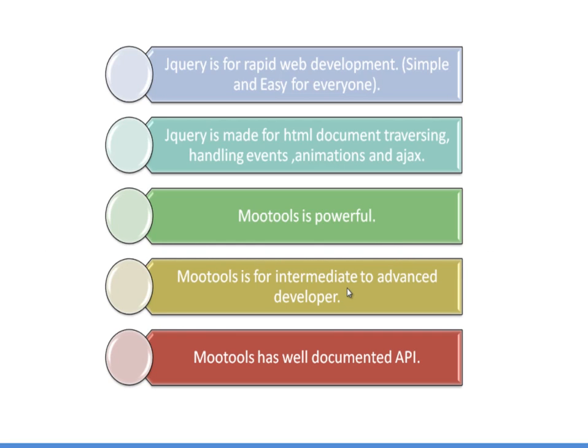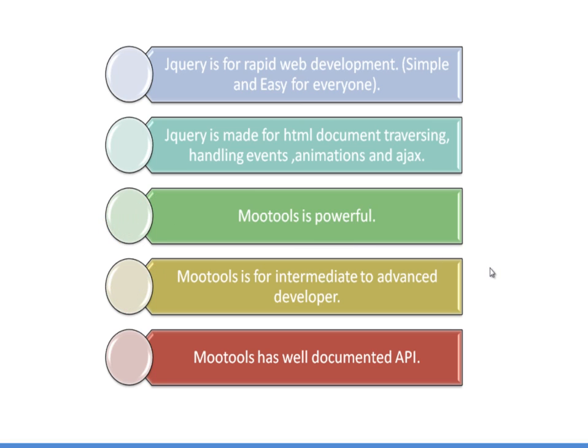The takeaway from the definitions is that jQuery is for rapid web development, simple and easy for everyone. jQuery is made for HTML document traversing, handling events, animations, and Ajax. Coming to Mootools, the takeaway is that Mootools is powerful. Yes, Mootools is for intermediate to advanced developers. Mootools has a well-documented API. Based on the third and fourth points above, you can decide which to use in your application.